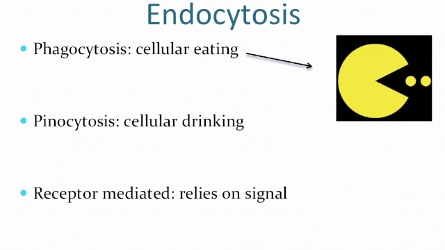Large molecules that need to move into or out of the cell require ATP and the assistance of vesicles and vacuoles. The following are all types of endocytosis. First, phagocytosis, or cellular eating, can be compared to Pac-Man. Pinocytosis, or cellular drinking, is the movement of thick liquids across the membrane. Lastly, receptor-mediated endocytosis relies on a signal to enact the movement.